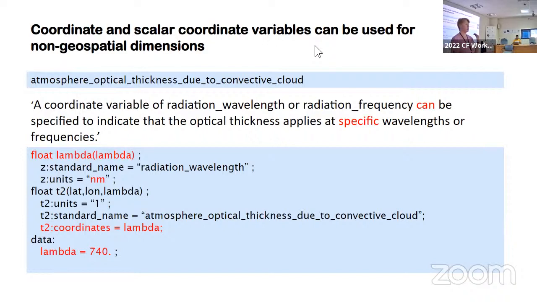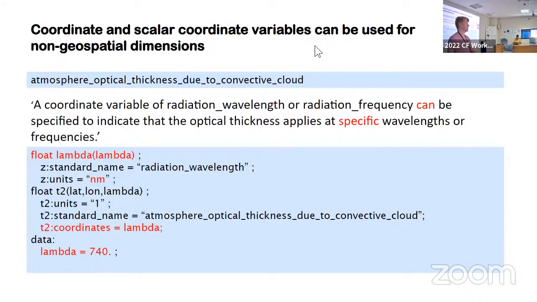So say you have something that's been observed, like the example here, atmospheric optical thickness. And there you might have observed that at a number of different wavelengths or frequencies from satellite, for example. And the way you can describe that is by using a coordinate variable again. So you can create a coordinate variable and give it a standard name of radiation wavelength. If you look through the standard name table, you can see a number of standard names are basically flagged up as being used as coordinate variables. So whether it's height, depth, or radiation wavelength, there are others that basically have that role in CF.